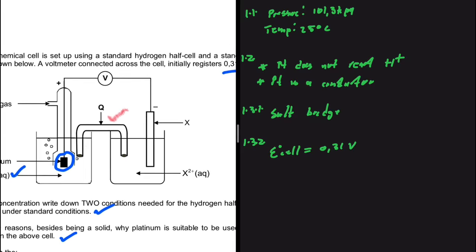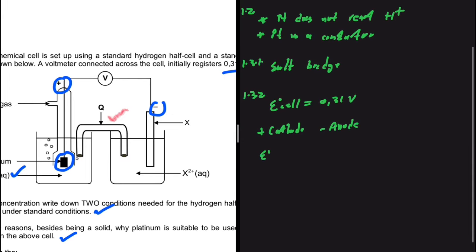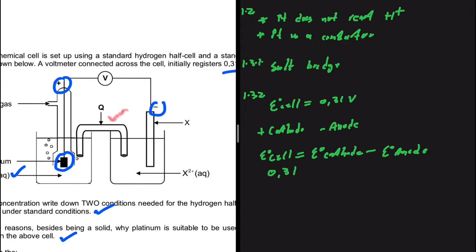Right, now let's look at our setup. This is the positive electrode and this is the negative. In a galvanic cell, the positive is the cathode and the negative is the anode. So what are we saying? We're saying that the potential of our cell can be determined by the potential at the cathode minus the potential at the anode. So what is the potential of the cell? This is 0.31, being equal to the potential at the cathode.